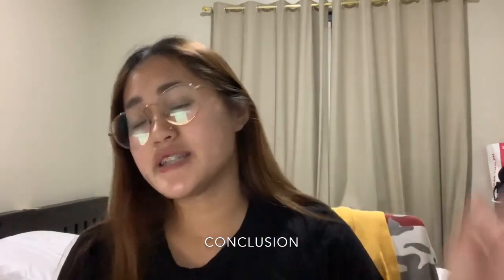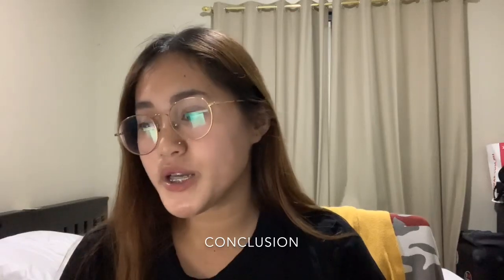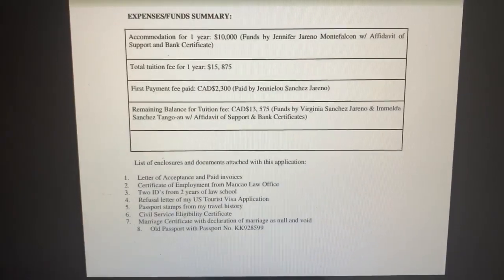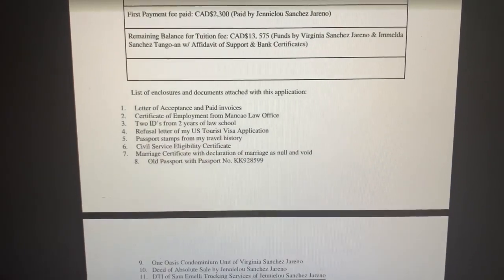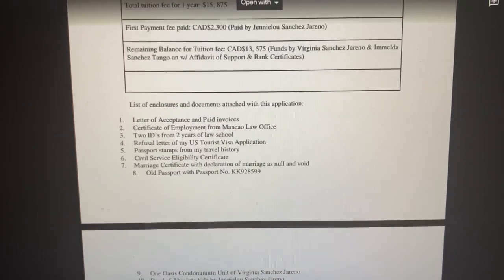And then I did an expenses/fund summary. So I put accommodation for 1 year is 10,000 Canadian dollars, sponsored by blah blah blah. Total tuition fee for a year is blah blah blah, funded by blah blah blah. I put that on there, and then I put a list of enclosures and documents attached with this application, with this study plan, because everything you state in your study plan, you must provide proof.